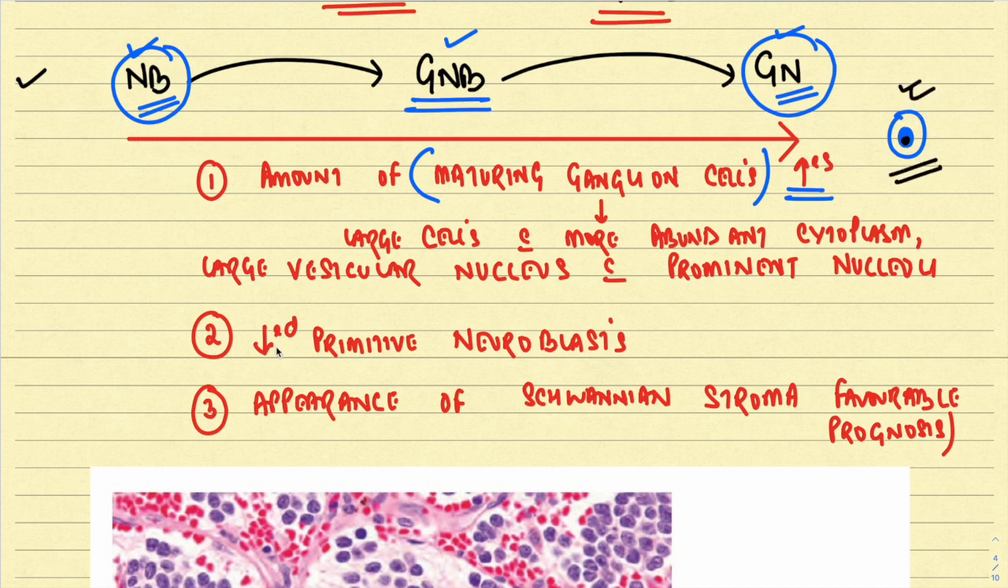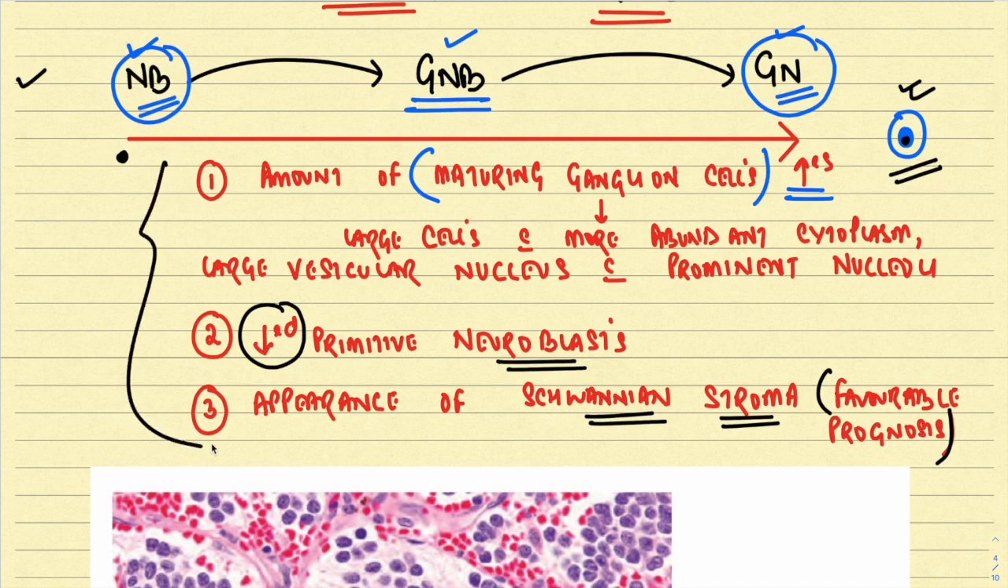Now, the second thing is the amount of neuroblasts, the most primitive cells, is going to decrease as you move from the neuroblastoma to the ganglioneuroma. There will be a decrease in the amount of the primitive neuroblast, and as you go towards the ganglioneuroma, there will be appearance of the Schwannian stroma. The presence of Schwannian stroma is indicative of a favorable prognosis, and not only that, the presence of all these three factors favors a good prognosis histologically. So I hope you have understood.